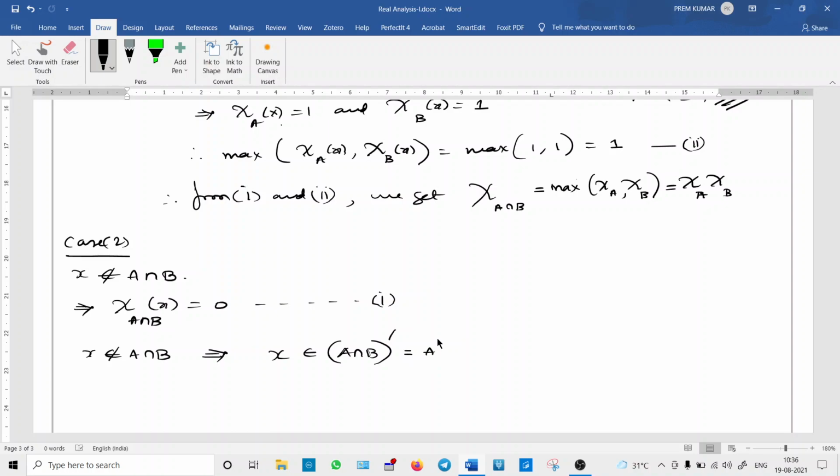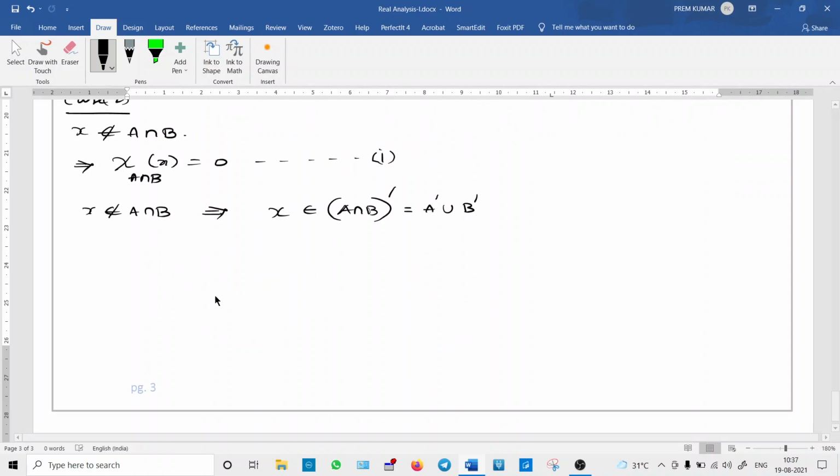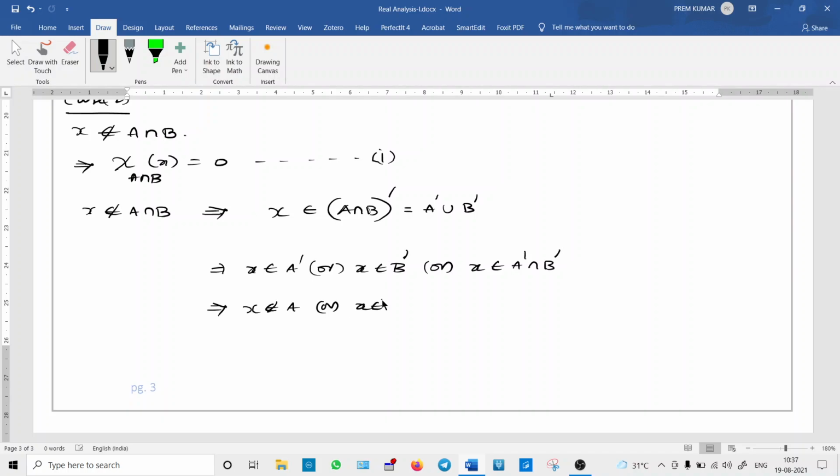So what is the whole complement of A intersection B? You use that set property law, De Morgan's law: A dash union B dash, which implies X is an element of A dash or X is an element of B dash, or X is an element of A dash intersection B dash. If X is an element of A dash, what is the meaning? X does not belong to A, or X does not belong to B, or if X is belonging to A dash intersection B dash.